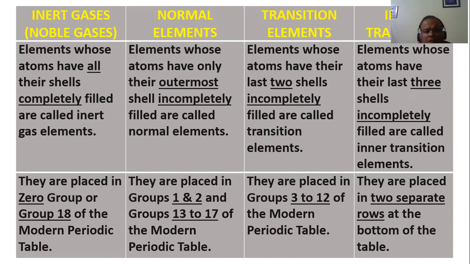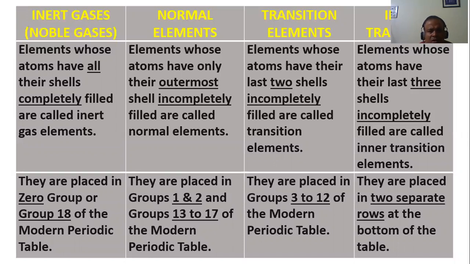So the elements in the modern periodic table are broadly classified into four groups: inert gases, or what we call the noble gases elements, the normal elements, the transition elements, and the inner transition elements.